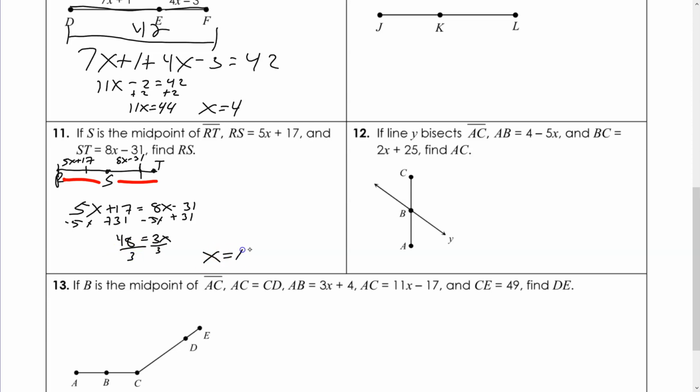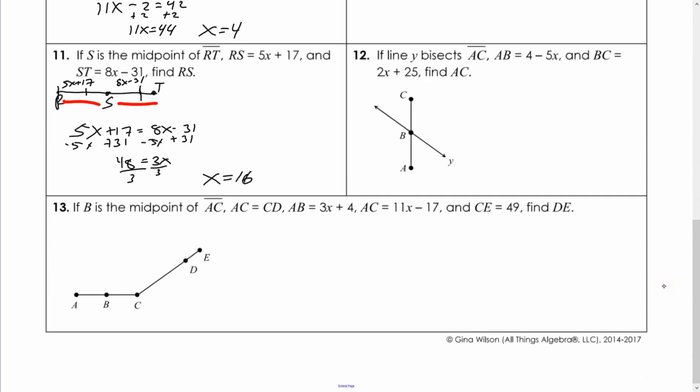So x equals 16. If I want to check it out, 5 times 16 is 80. 80 plus 17 is 97. 8 times 16, that is 128. And 128 minus 31 is 97. So that checks out.